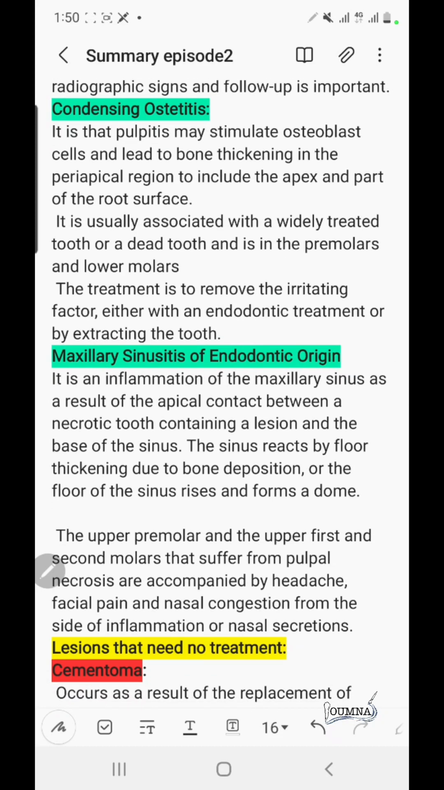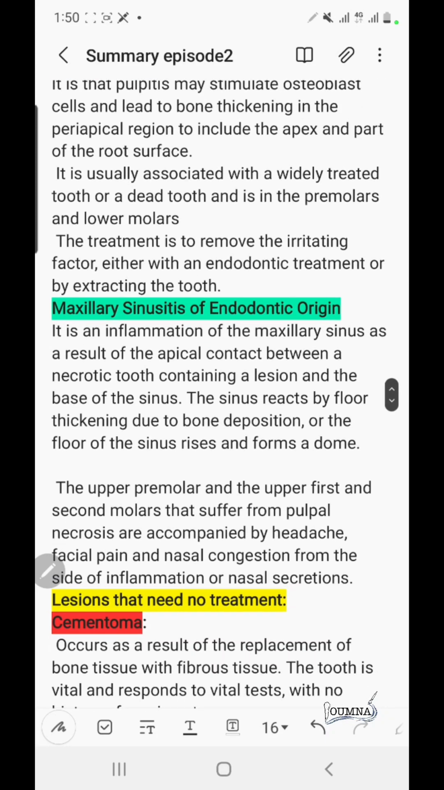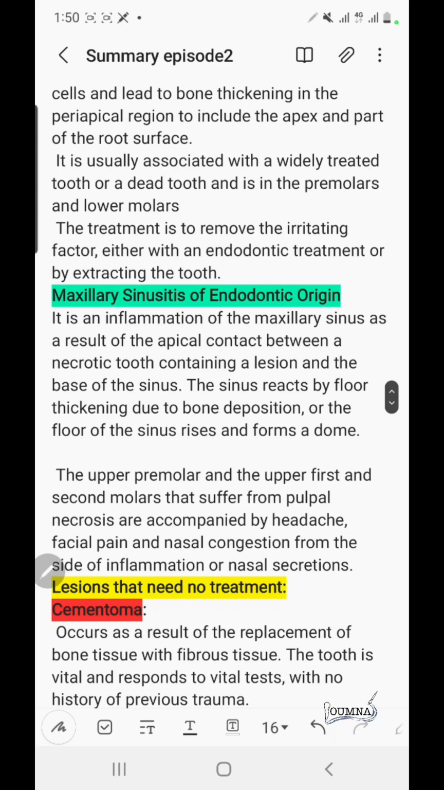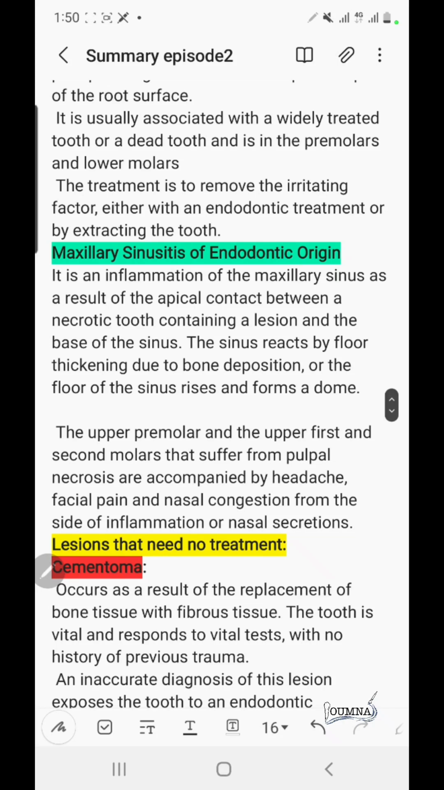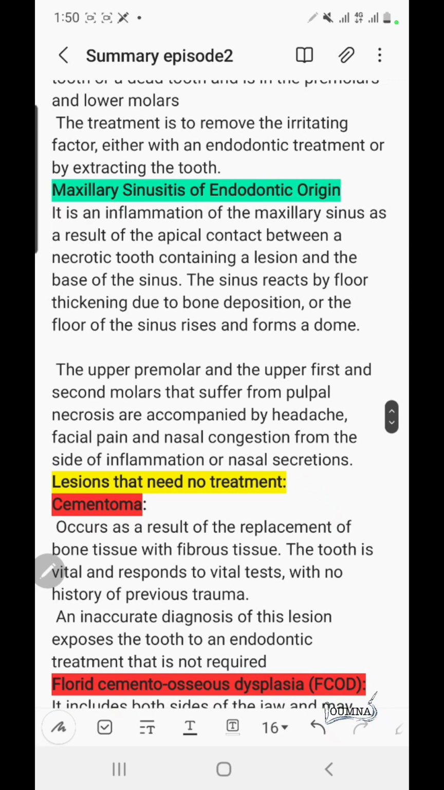Condensing osteitis: pulpitis may stimulate osteoblast cells and lead to bone thickening in the periapical region, to include the apex and part of the root surface. It is usually associated with a widely treated tooth or necrotic tooth, especially in the premolars and lower molars. The treatment is to remove the irritating factor, either with an endodontic treatment or by extracting the tooth.